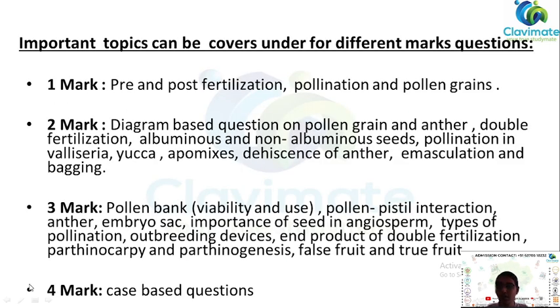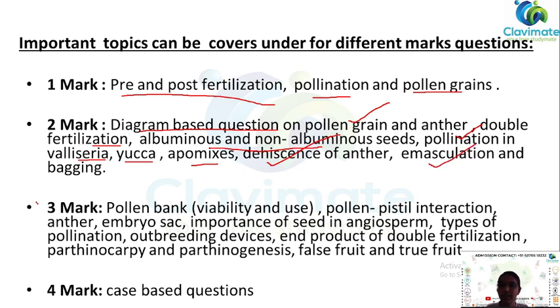The important topics that you have to cover in each mark: for 1 mark you have to see pre and post fertilization, pollination and pollen grains. For 2 marks we have diagram based questions on pollen grain and anther, double fertilization, albuminous and non-albuminous seeds, pollination in Vallisneria and Zostera, and apomixis. And then we have dehiscence of anther, emasculation and bagging.